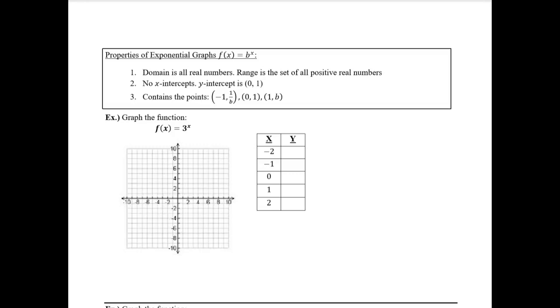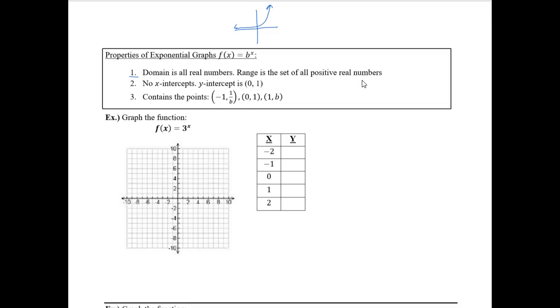In this video, we are going to graph exponential functions. So, a couple things about exponential functions. An exponential function will either have this shape, and as we can see, it'll go left and right forever, meaning the domain is all real numbers. And the range is the set of all positive real numbers.